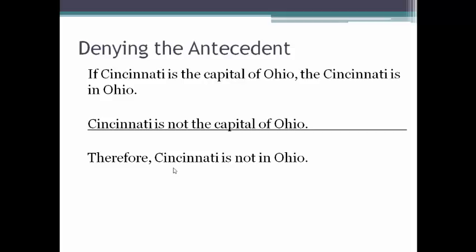Alright, denying the antecedent. Let's take the same little example for our first premise. If Cincinnati is the capital of Ohio, then Cincinnati is in Ohio. But if we're denying the antecedent, then what do we do? Well, we negate this first claim. Cincinnati is not the capital of Ohio. Then, on this particular fallacious form of reasoning, you conclude, aha! Cincinnati is not in Ohio. But that, of course, is false. Cincinnati is in Ohio, even though it's not the capital of Ohio.